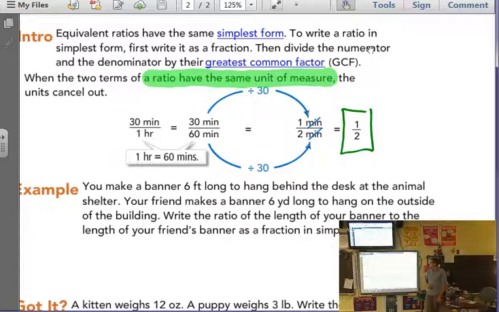Oh, I thought it was 30 minutes per hour. No. So that's like 30 minutes out of an hour. It could be MPH, just like miles per hour.